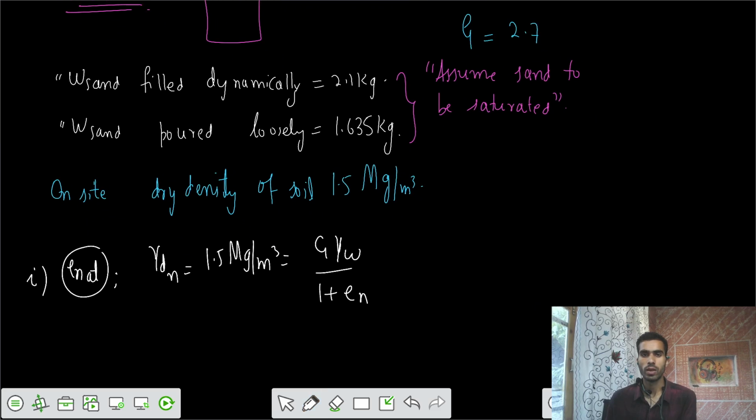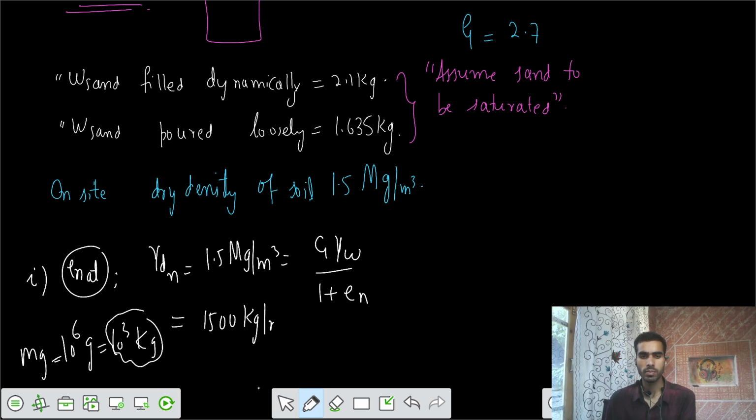Let's substitute those values here. So the value of 1.5, how much is it? This is 1500 kgs per meter cube, since a megagram is 10 power 6 grams, which is 10 power 3 kgs. So this becomes 1500 kgs per meter cube, and that is actually G into gamma W, where gamma W is 1000 kgs per meter cube, divided by 1 plus e natural.